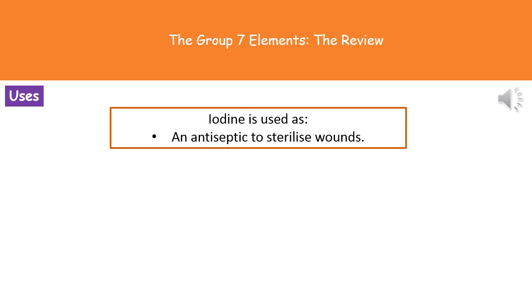The other one we need to know the use of is iodine. Now iodine is going to be used as an antiseptic. So if you've got a wound or pre-surgery, they can use iodine there to kill any bacteria again, and that will then sterilise the wound, making sure people don't get infections.